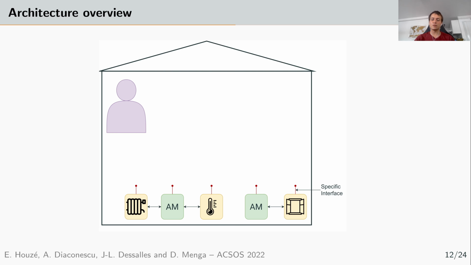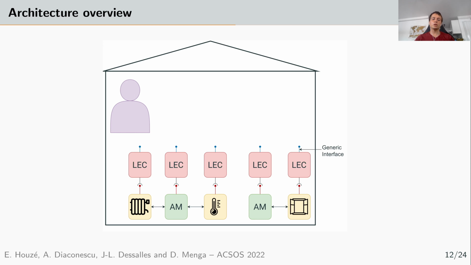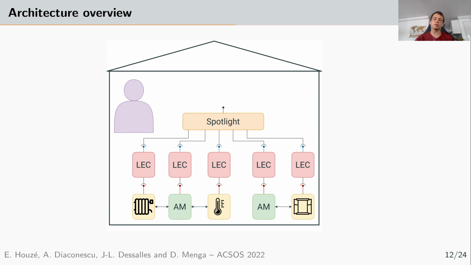So to this specific interface, we add what we call LEC, or local explanatory components, which are tasked to observe each individual component and reason on their local knowledge. Each LEC presents a generic interface that can be used to plug in the central coordinator that we call Spotlight. We call it Spotlight because, as I've said, it's only a naming and directory service, so it just puts into the Spotlight the LEC that is responsible for the current conflict.